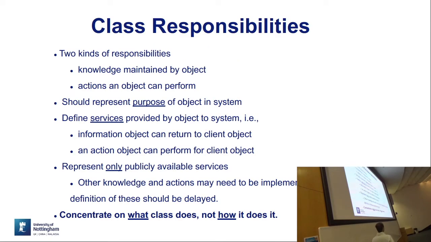Class responsibilities. What do we mean by responsibility? There are two kinds. There's the knowledge or the information maintained by an object, and the actions an object can perform. That is, the set of methods it has, or the information it needs for those methods to function. And they represent the purpose of an object in the system. So responsibilities define services provided by an object to the system: an information object can return to its client object, or an action object can perform for a client object.